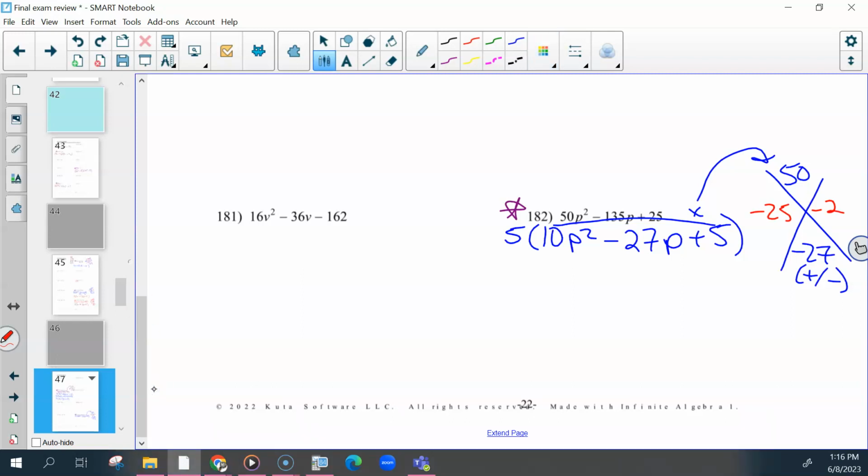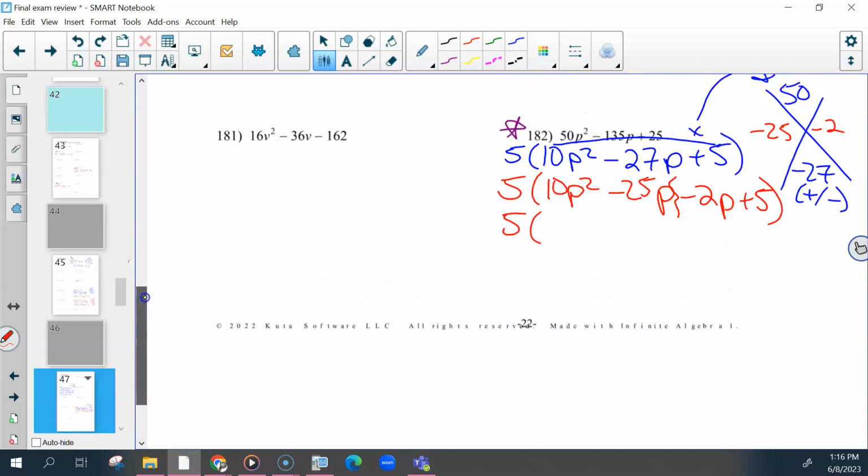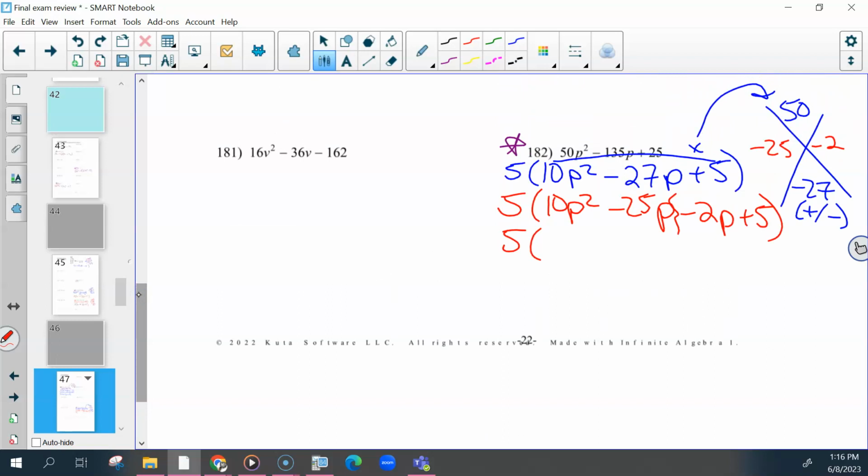Okay, so rewrite this into your four terms. Keep bringing down the GCF. 10p squared minus 25p minus 2p plus 5. Split it down the middle. Look for the GCF of the first two. What would that be? 5p. Divide that from those two, leaving us with 2p minus 5. Find the GCF of the last two.